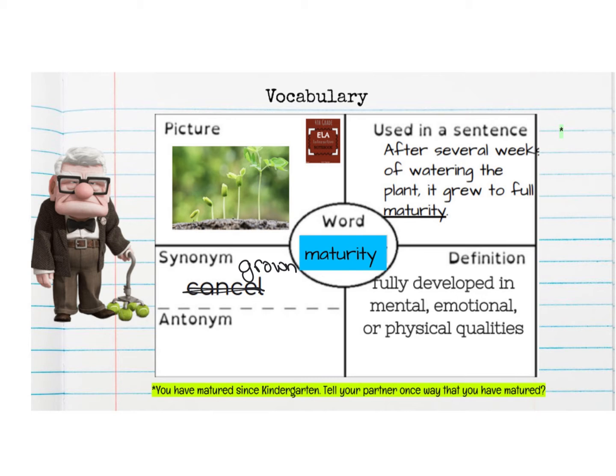Now you will notice we're not filling in our antonyms today. We will do those tomorrow. Okay? So now let's go ahead and look at that highlighted task. You have matured since kindergarten. Tell your partner one way that you have matured.